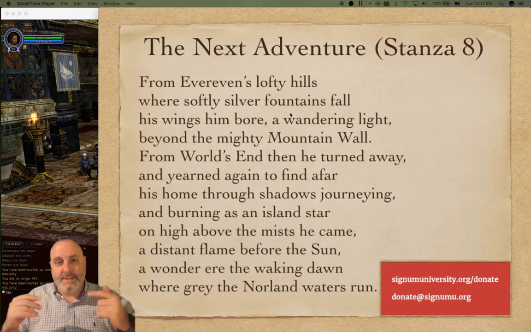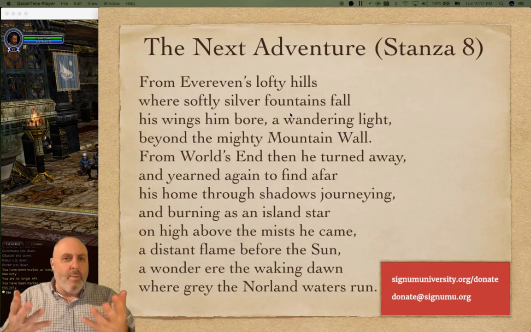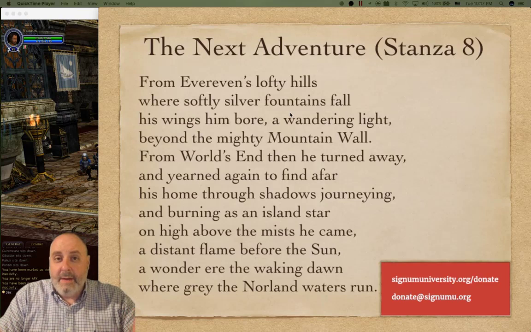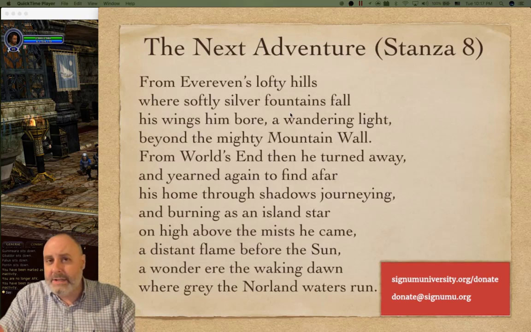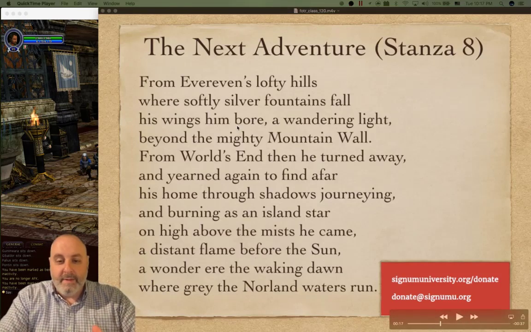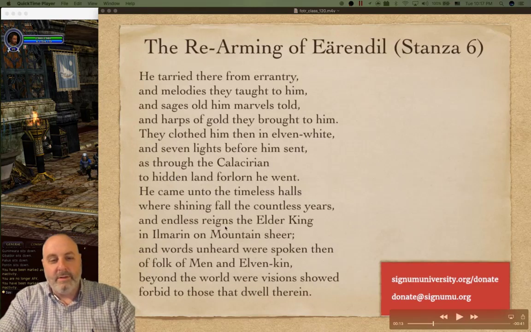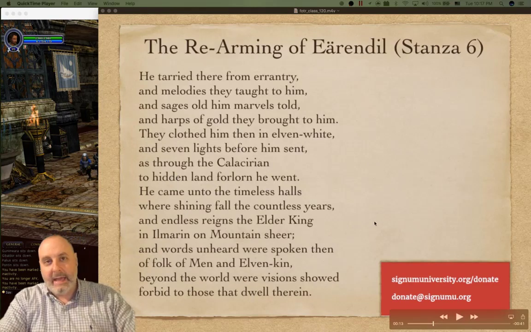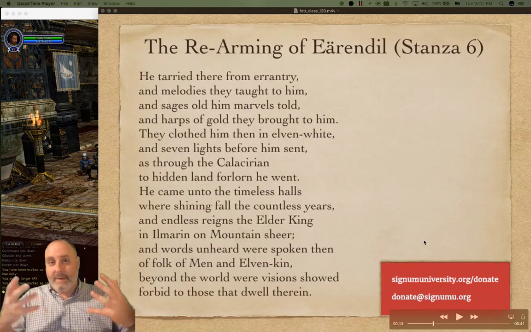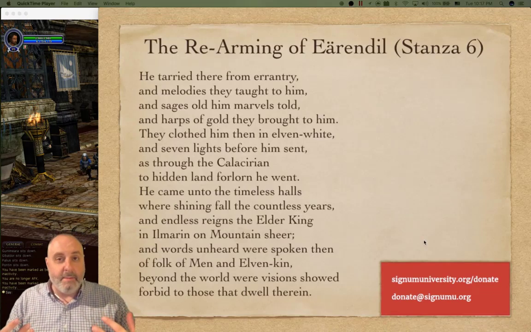So there's this sense there of, and we talked about this a little bit, looking at the time. Remember all that time language that we got, especially back in stanza 6, about the Elder King. Remember that? We got that 3 lines in a row there. He came unto the timeless halls where shining fall the countless years and endless reigns the Elder King. We had that sense of him kind of going outside of time, right?